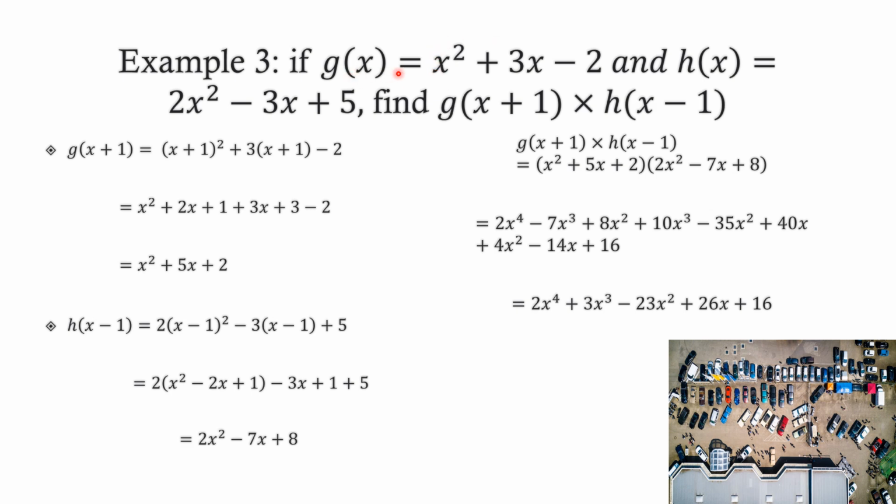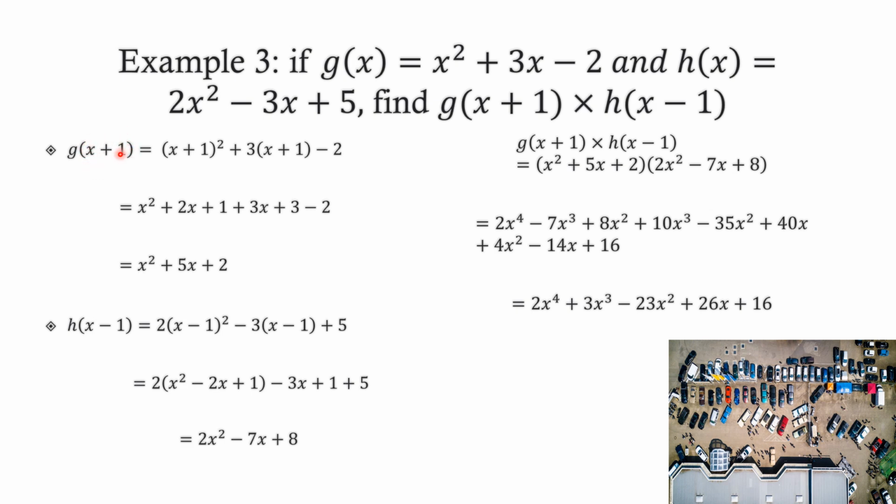We have g of x equal to x squared plus 3x minus 2. Then h of x equal to 2x squared minus 3x plus 5. So we have to find g of x plus 1 times h of x minus 1. In this case, note that we've learned function before. So the whole expression x plus 1 becomes the input.